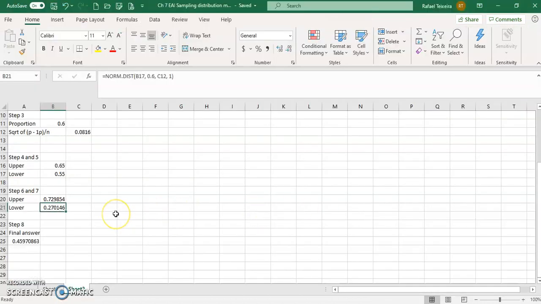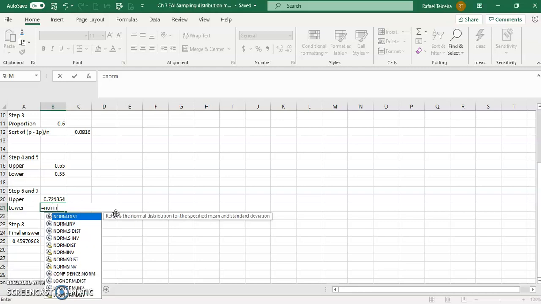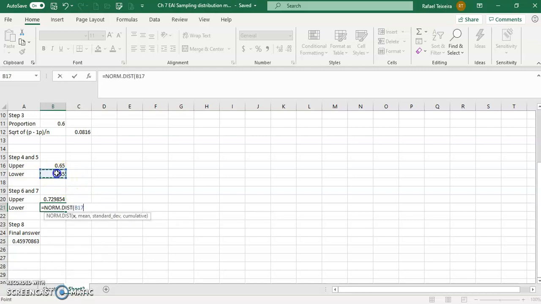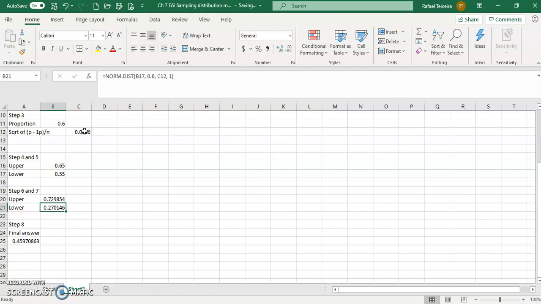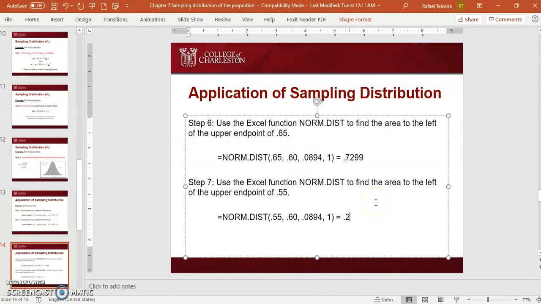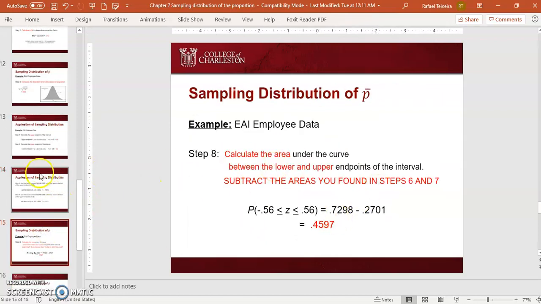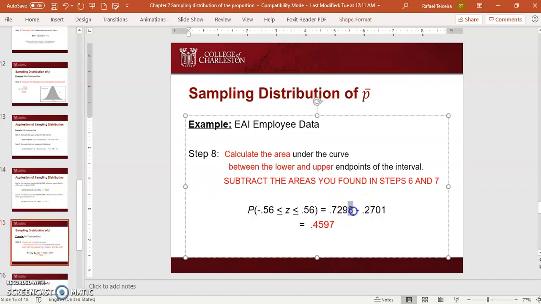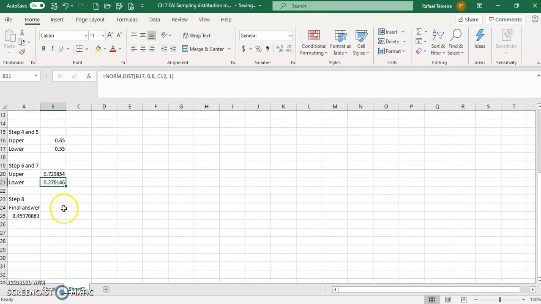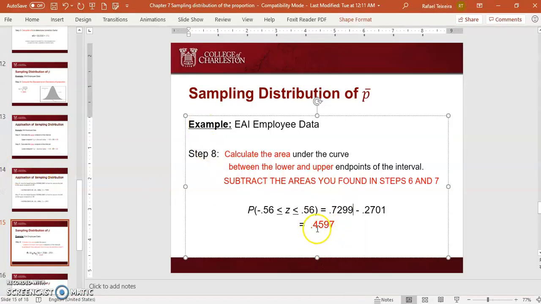Okay, the second one is equal NORM.DIST, the lower endpoint. The mean, which is the proportion, is 0.6. The standard deviation is the same as for the previous computation. Type 1, and you get 0.2701. And then after computing the areas, what you have to do is subtract one from another. So when we compute, the final answer is 0.4597. So this is the probability, okay?